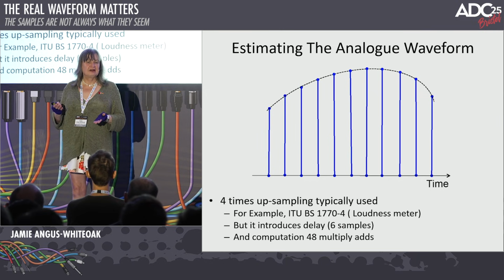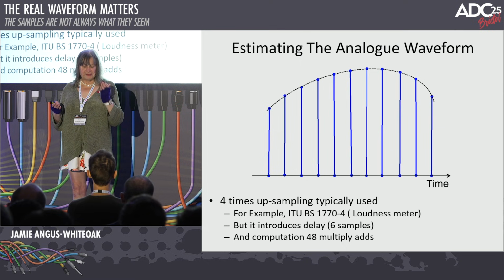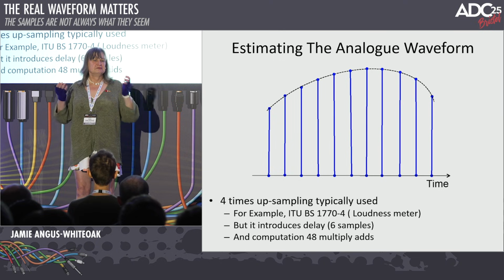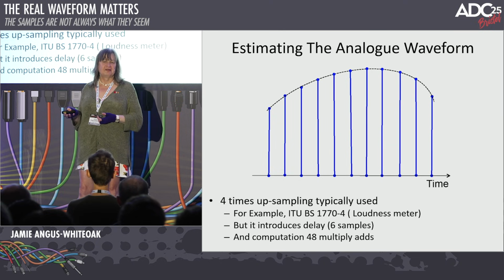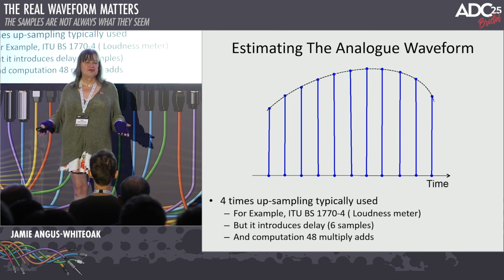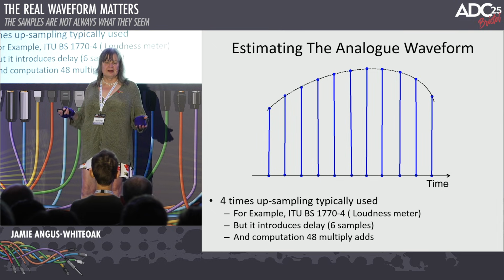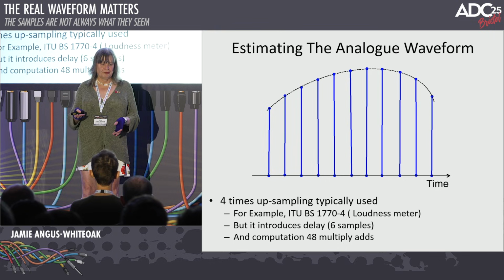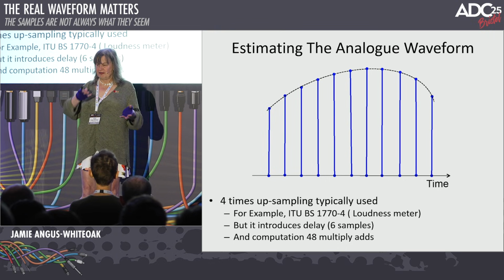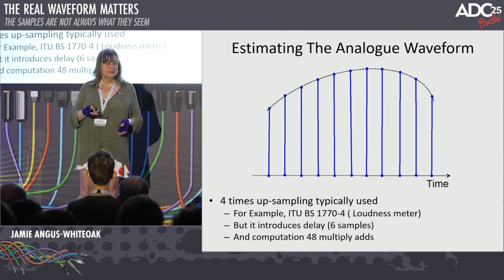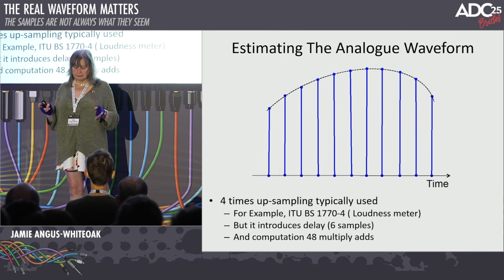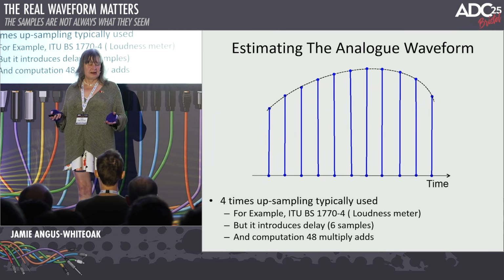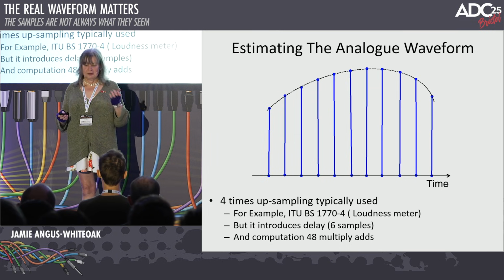It introduces a delay of 6 samples at the original sample rate. It's specified for 48 kilohertz, so it introduces a 6 sample delay at 48 kilohertz, which isn't too bad, especially if you're just looking at a visual thing. But if you were using it, say, for a feedback compressor, that might be an issue. And of course, computationally, it takes about 48 multiply-adds per sample to implement.